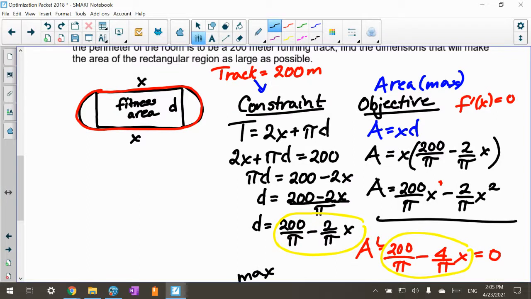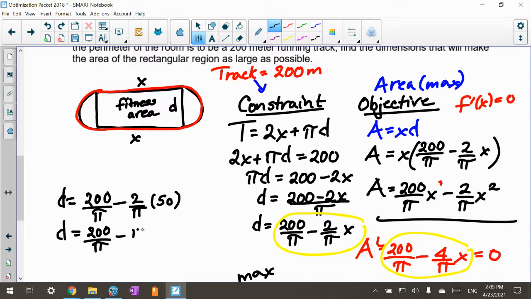Now I got to find my diameter. And the diameter is going to be 200 over pi minus 2 over pi times 50 meters, because that's what we found. So the diameter is going to be 200 over pi minus 100 over pi. So you end up getting our diameter is 100 over pi meters. And I'm just going to leave it like that. We could do the decimal if we want, but we know what they are. So they just said, what are the dimensions? Well, the dimensions are going to be 50 by 100 over pi.